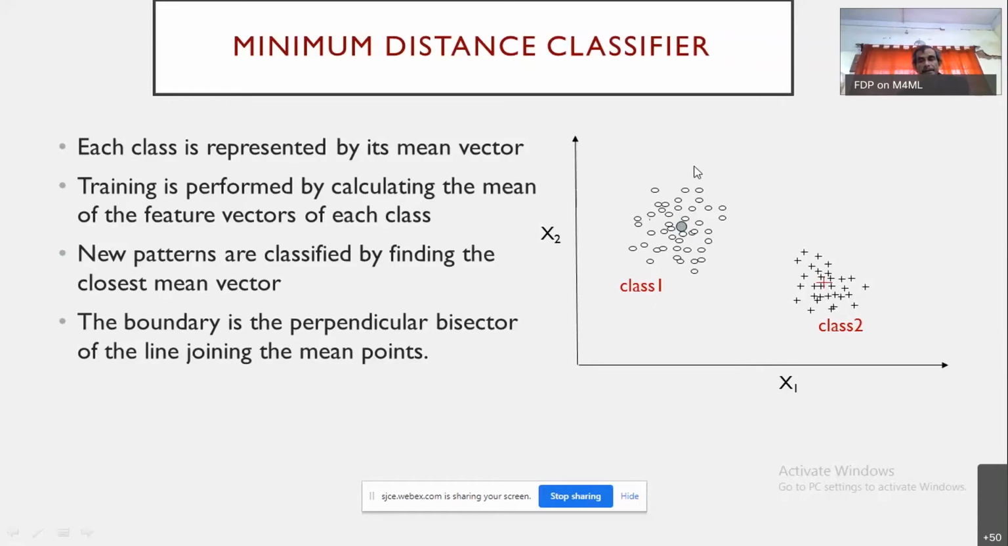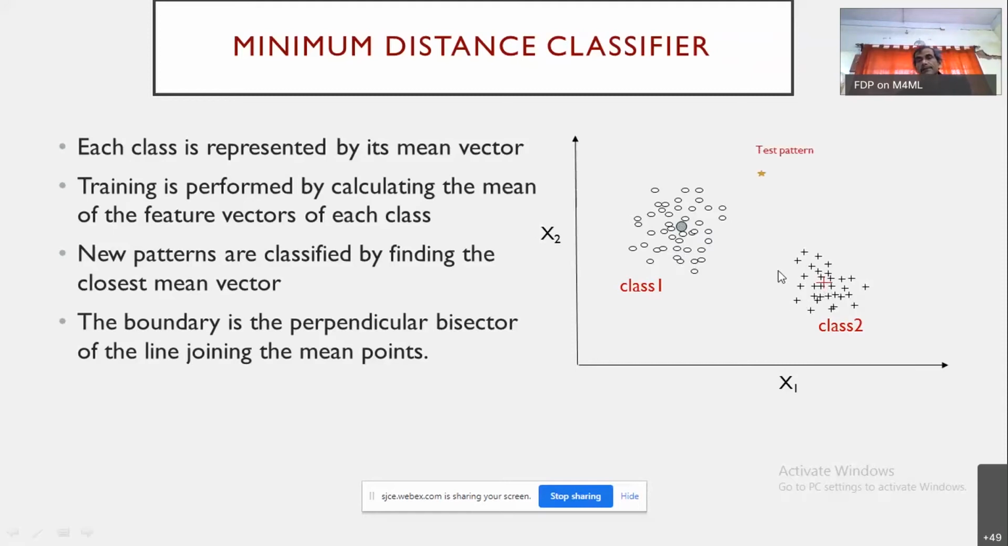I had 100 patterns. I have found out the average. These patterns could be in any dimension, mind that. I'm showing you it in 2 dimensions because of simplicity. It could be in any dimension. You can have any number of features. So this mean is the representation of class 1. This mean is the representation of class 2.